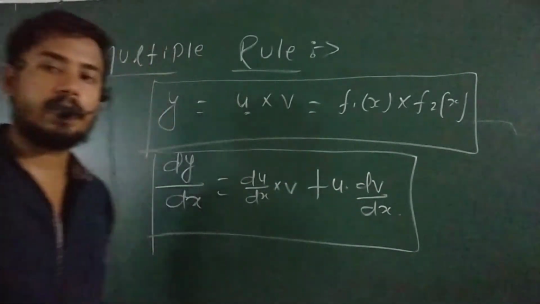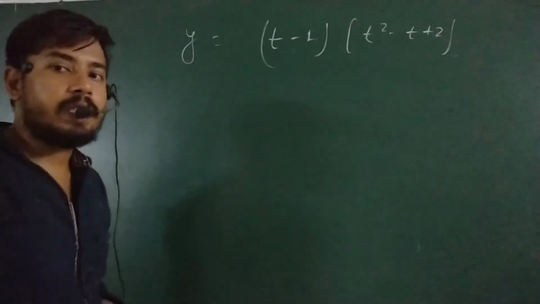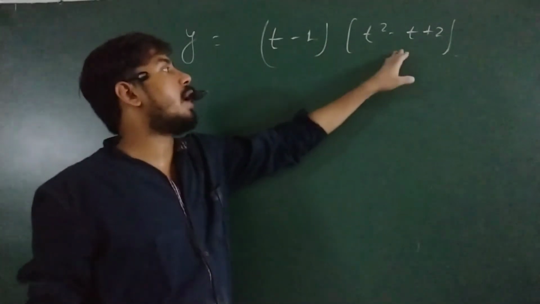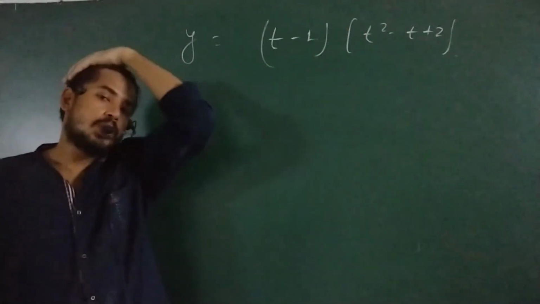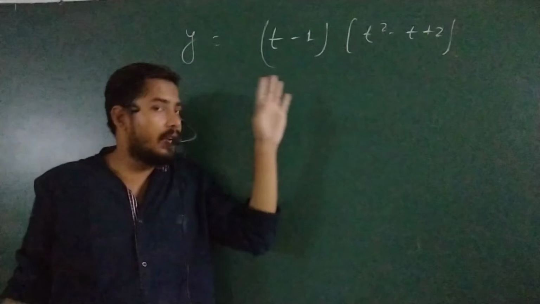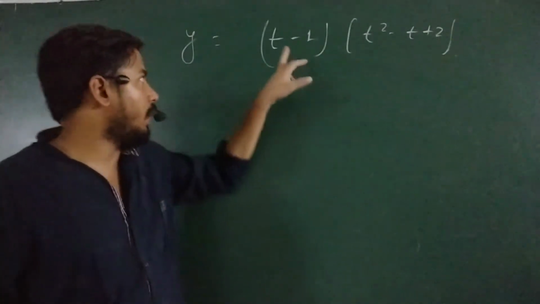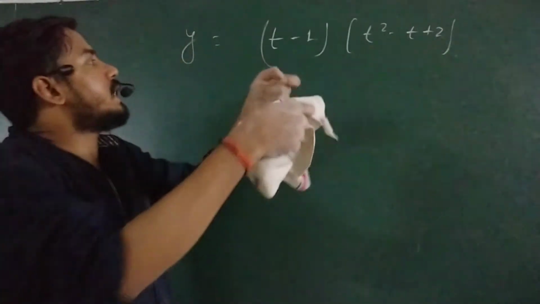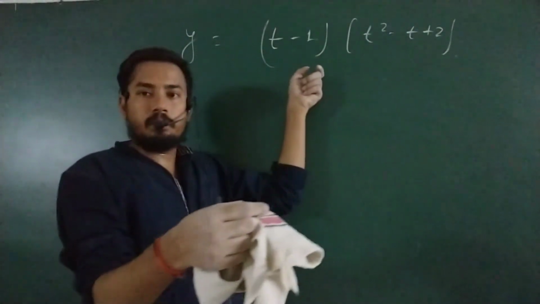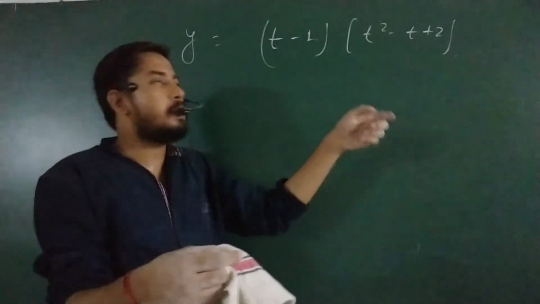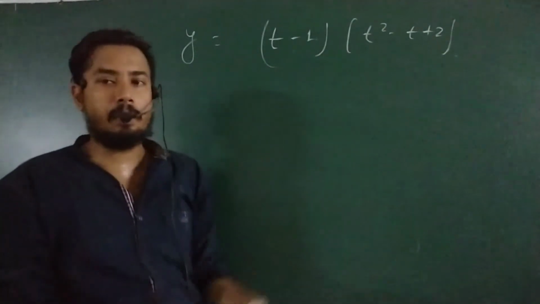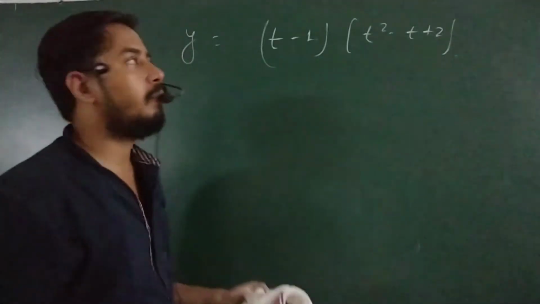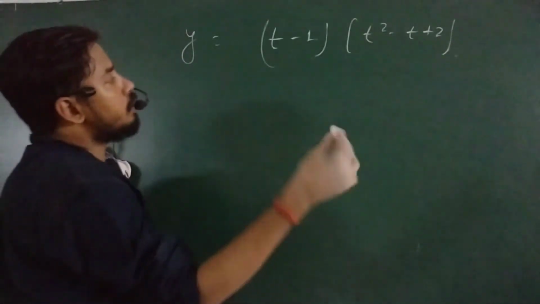So see one more example here. Now see, we have a question. y is equal to t minus 1 into t square minus t plus 2. You can do this question by two methods. First, you can open this one, like multiply this one, this one, this one. It means you can expand this, and after that you will get one function and you can do differentiation. Or you can do this using the multiple rule. So now we are going to use the multiple rule.